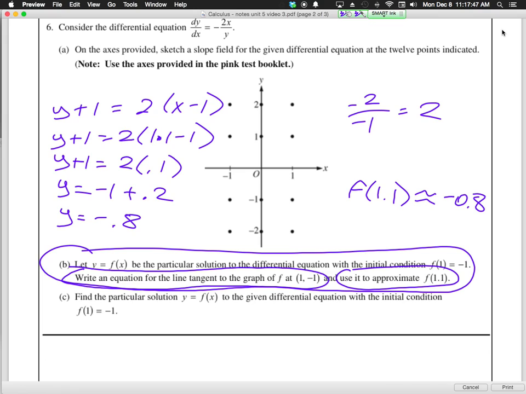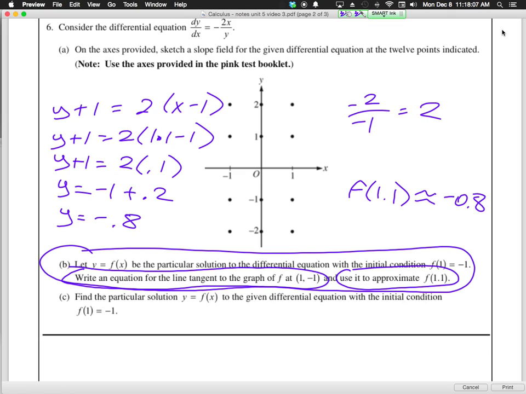So I'm going to say that f of 1.1 is approximately negative 0.8. Why is it approximately? Because how did I get it? I used the tangent line. I didn't use the actual function. If I'm using the actual function, then it's going to be the exact value. But in this case, I used the tangent line to find it. So since I approximated, I got to put squiggly lines.